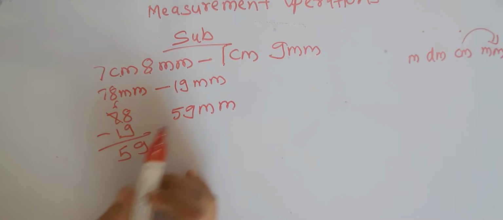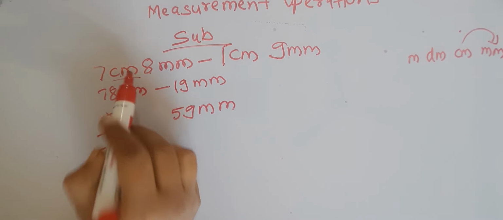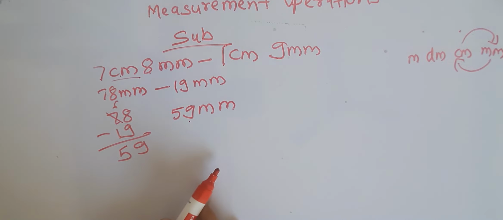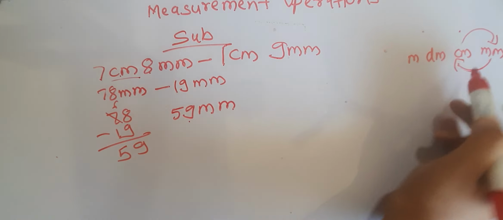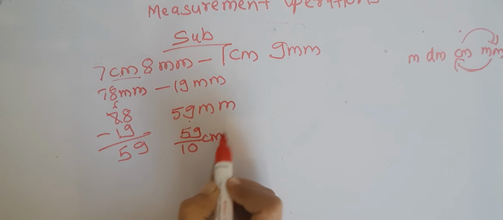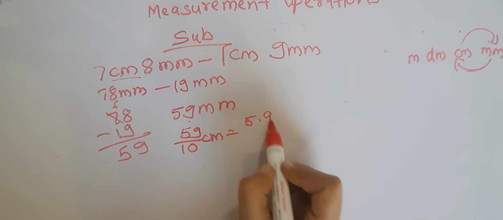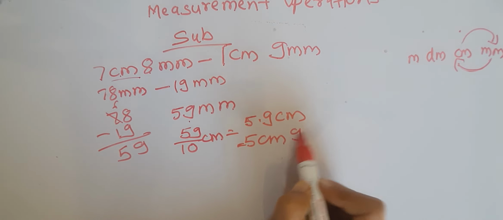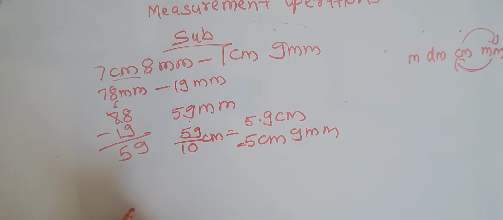Okay, but we have to write the answer in a proper format. Now we have to convert this millimeter back to centimeter, and if we are converting from smaller to bigger unit, we'll do the division, and by how much here? By 10. So it will be 59 by 10 centimeter, that is 5.9 centimeter, or you can say 5 centimeter 9 millimeter. Okay, I hope this is clear. Let's take one more example.